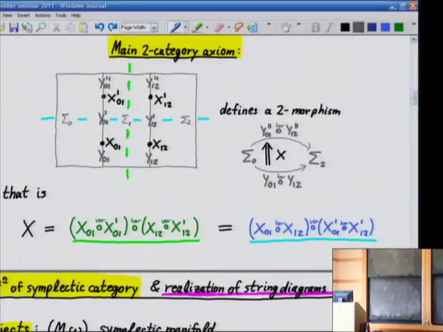There's a 3-cobordism down here, and there's a 3-cobordism up there, and they have the same boundaries. And the whole picture gives me a 2-morphism between the bottom morphism and the top morphism. So we can make this all precise. There's a little language involved in saying how I should read these.